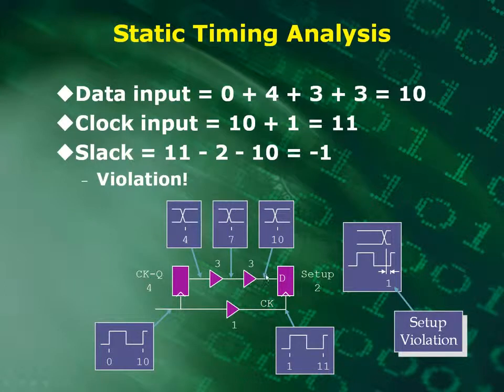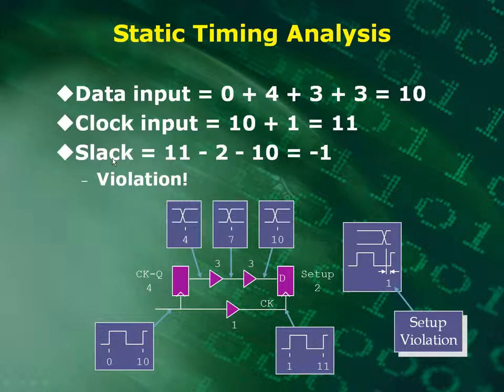So for data input, that's to get to this point right here. We start off here. So then we have a clock to Q delay of 4. Then we have a delay of 3, so that puts us at 7. Then we have another delay of 3, and that puts us at 10. So that's where we're sitting for this D input. And then for the clock input, we're going from one clock to the next, so that's 10 plus the delay, so that's 11.